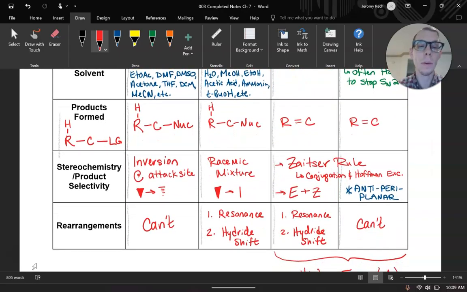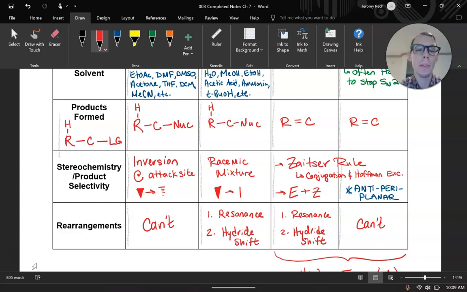The next thing we'll talk about is our products. So in a nucleophilic substitution, either an SN1 or SN2, you're going to form that same general product where we are replacing our leaving group with our nucleophile. In an elimination, whether E1 or E2, we are going to deprotonate a carbon that's one away from our leaving group, and then kick out our leaving group to make a double bond between our carbon that's one away and our electrophilic carbon where that leaving group is attached.